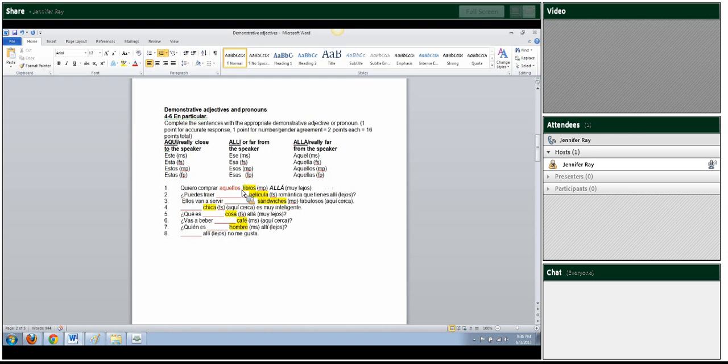Okay, so down here, puedes traer blank película romántica que tienes allí. This time the word that's in the sentence is allí.